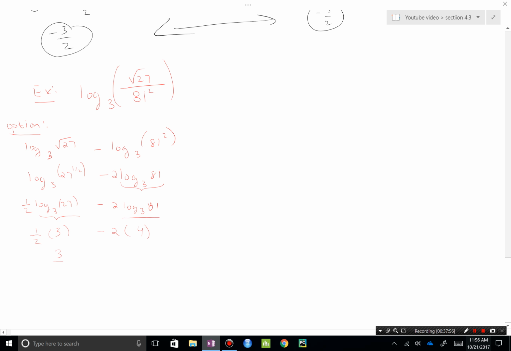And this gives you 3 over 2 minus 8. And this will give you, 8 is what? 16 over 2 minus, so that's negative 13 over 2. Did I do that right? I think I did. That's what the answer should be. Okay? That's option 1. Let's look at option 2.